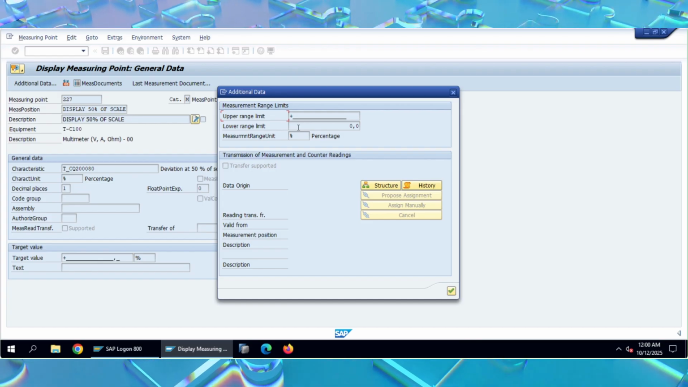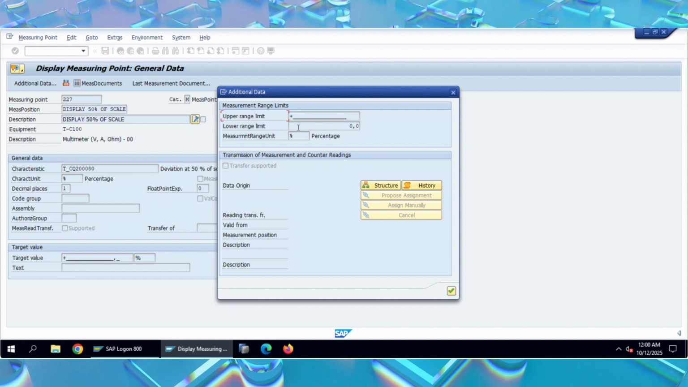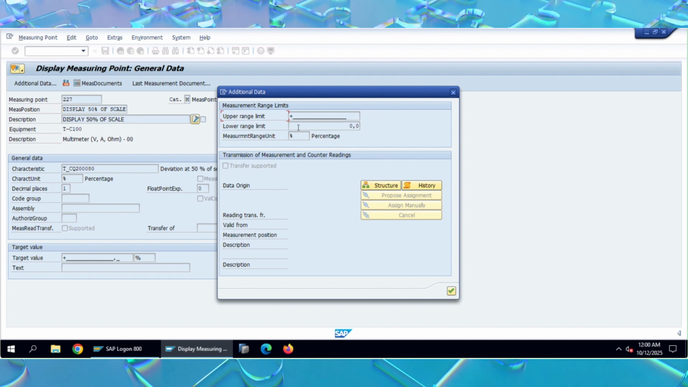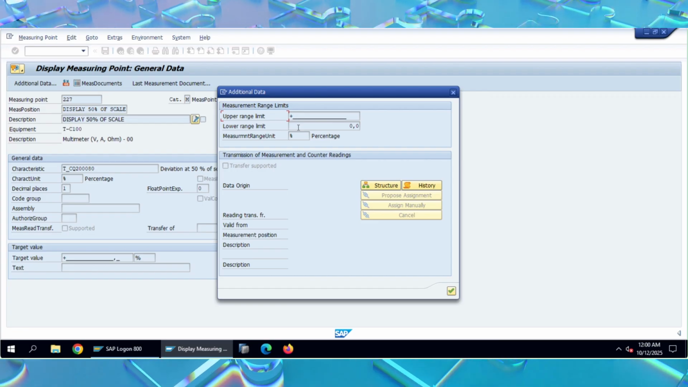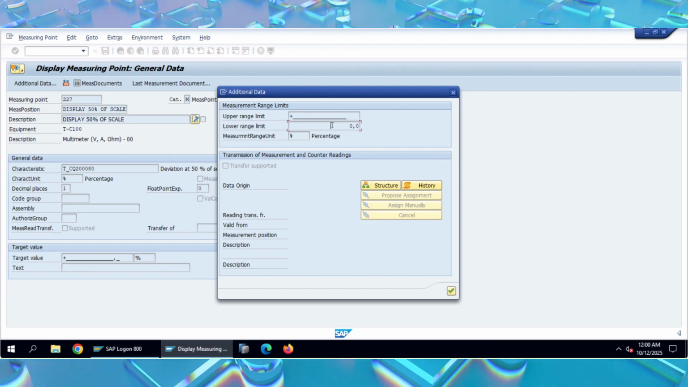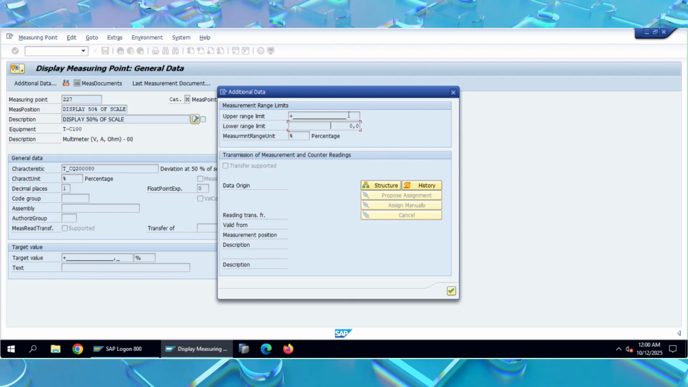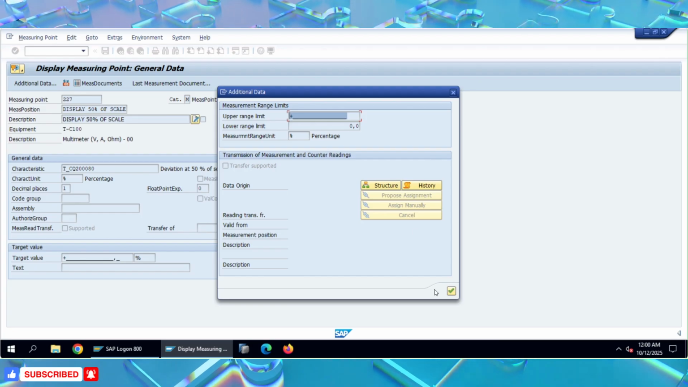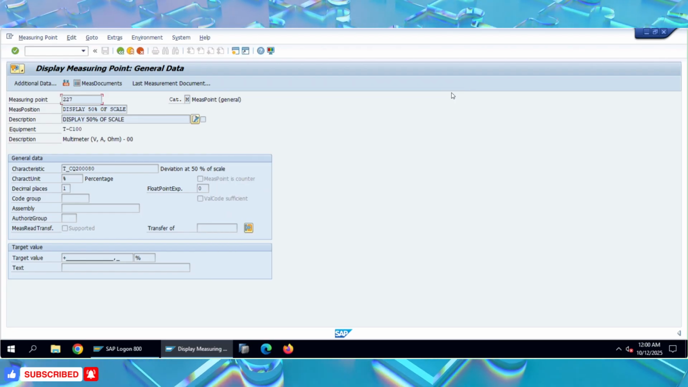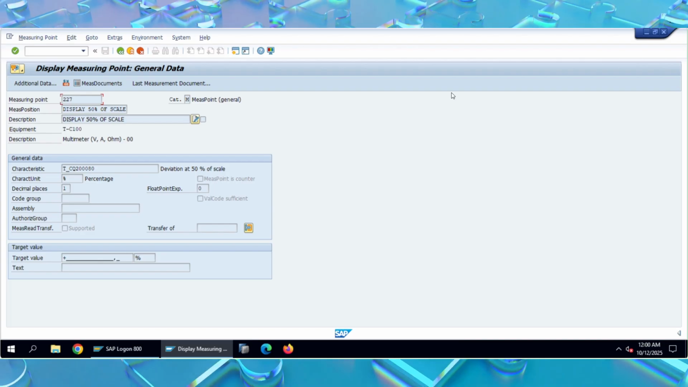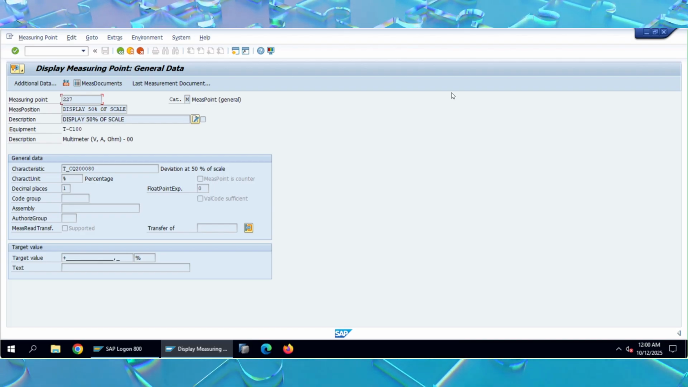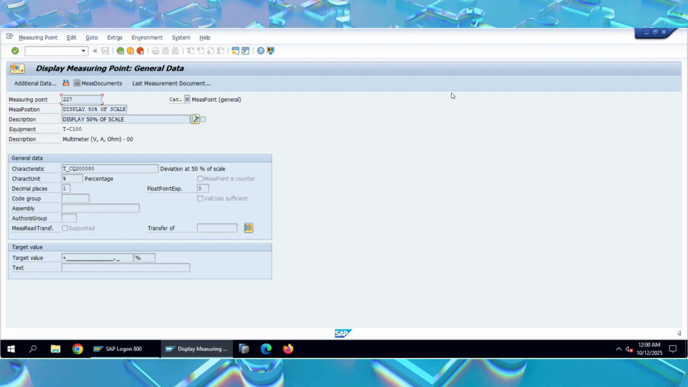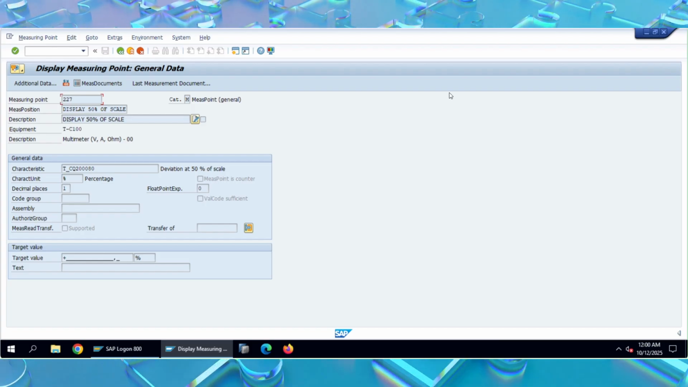I will tell the system, if my ideal temperature is 50 degrees Celsius, normally it should be between 45 to 50 or between 40 to 60 degrees Celsius, I would say. So for the lower range limit I will give 40 degrees Celsius, and for the upper limit I will say 60 degrees Celsius. Because if I am taking a reading of 65 degrees Celsius, how will the system know whether the condition has to be maintained or it is an ideal condition of the equipment?